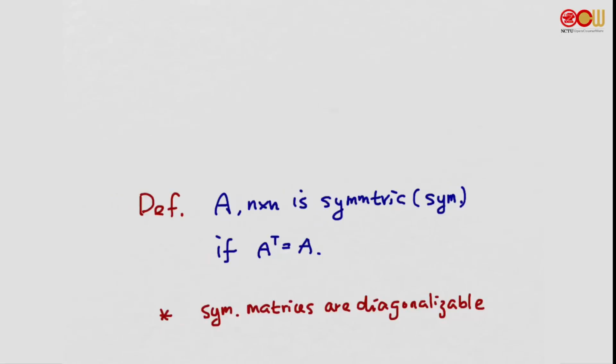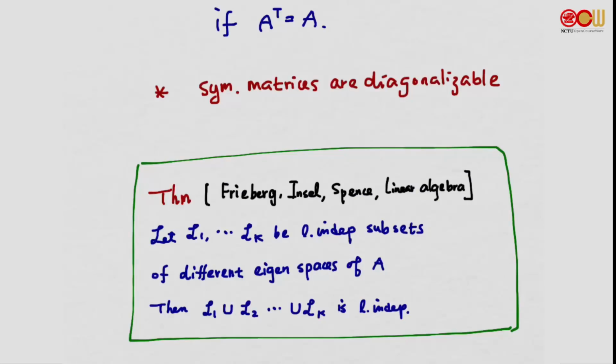Let's first look at a theorem that will help us to understand how symmetric matrices are different from other matrices. This is one theorem from chapter 5. It says that if we have eigenvectors from different eigenspaces, then when we collect these eigenvectors together, they are always linearly independent.